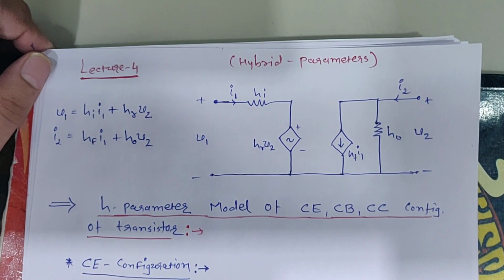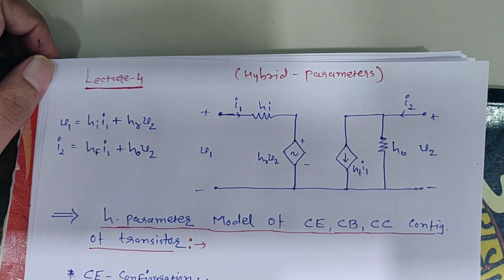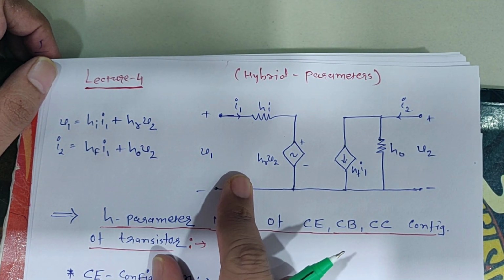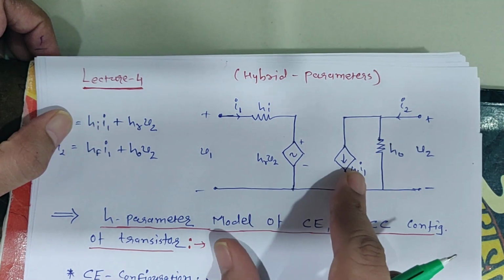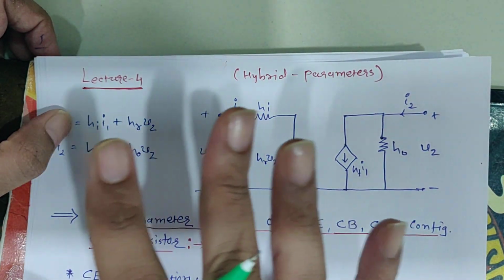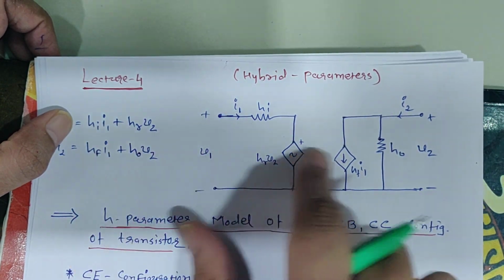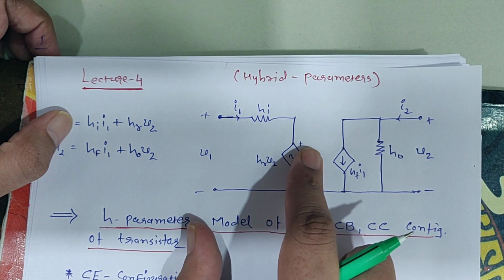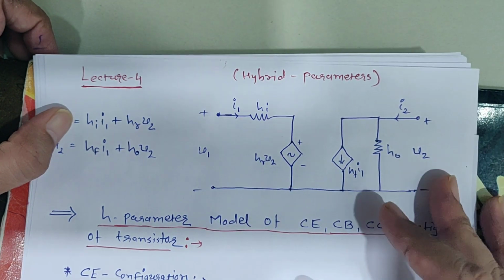In the previous lecture we discussed the transistor equivalent model of H parameter, the H parameter equivalent model of a simple transistor. This was the derivation, or the equation, of the H parameter model we have seen. Now what is the change?